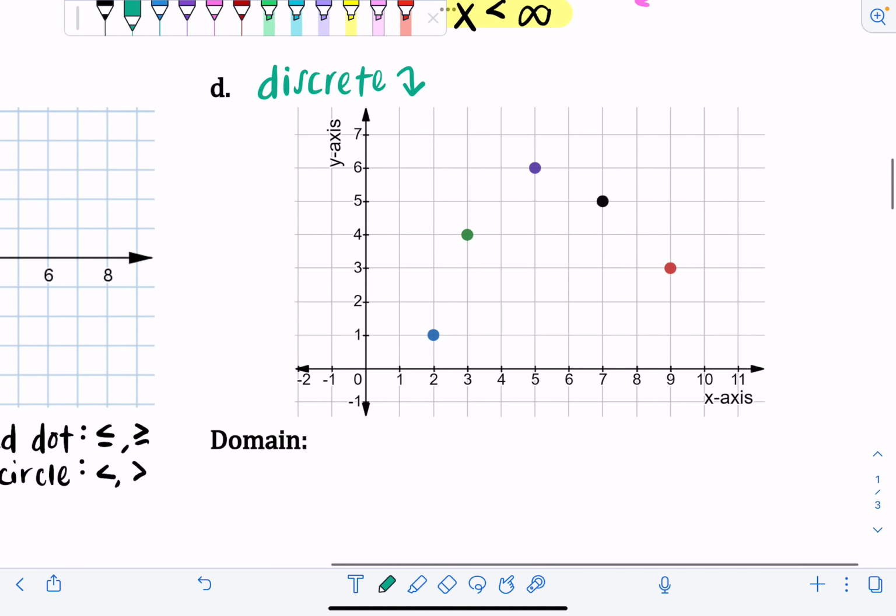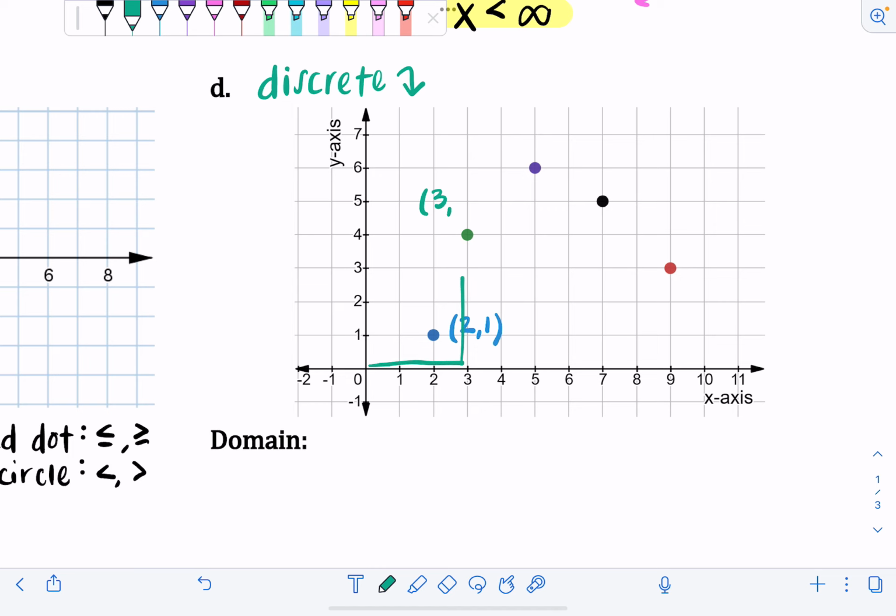I'm going to zoom in because it's kind of small. So for the blue point, I go right 2 on the x-axis and up 1, so that's (2, 1). For the green point, I go right 3 on the x-axis, right here, and then up 4, so it'd be (3, 4). For the purple point, I'm going right 5, and then I go up 6, so (5, 6). For the black point, I go right 7 and then up 5, so (7, 5). And then for the red point, I go right 9 and then up 3, so (9, 3).